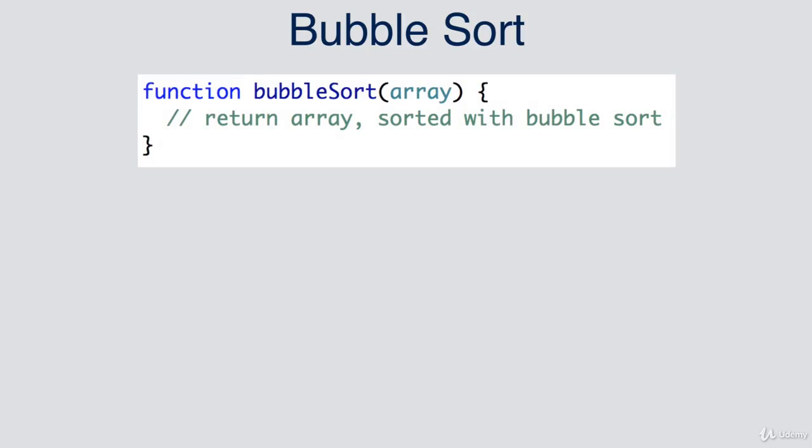The next algorithm that we will be learning is called bubble sort. Bubble sort is one of a few very well-known sorting algorithms, and it is widely used as a technical interview question in the job market. Our bubble sort algorithm will take in one parameter, an array of numbers, and it will return that array of numbers sorted from least to greatest.